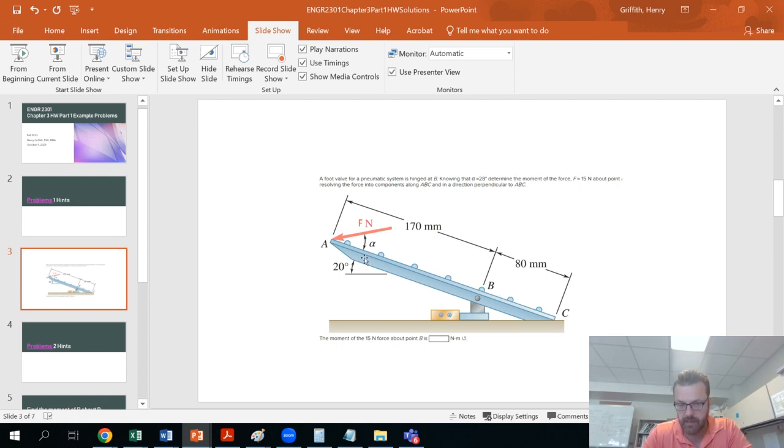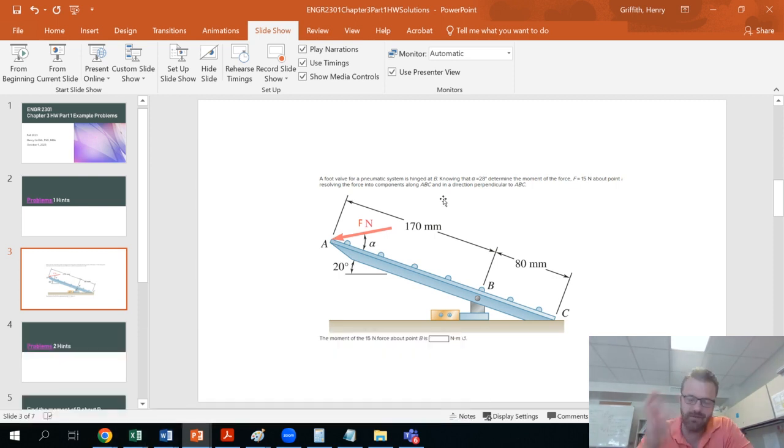So it's not going to tend to induce any rotation. However, the perpendicular component is going to purely induce rotation, because we know that in the scalar formulation of computing the moment of a force about a point, if that force is applied perpendicular to that point, we can just multiply the magnitude of the force times that perpendicular distance. So let's see how we actually go about doing this.